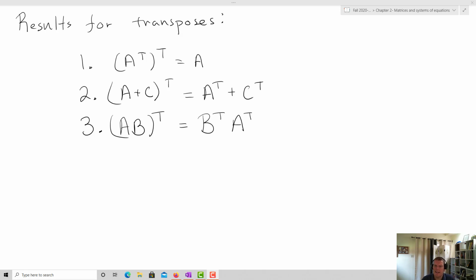Let's take a look at these results now. We're going to take a look at some results for transposes, and we're going to do these without proof for this class. So first, we've got A transpose. If we take A transpose and we transpose it again, we're going to end up back at A. Pretty intuitive, right? The transpose of a transpose is the original matrix. All good. Now, we can also distribute the transpose over addition. So (A plus C) transpose is A transpose plus C transpose.